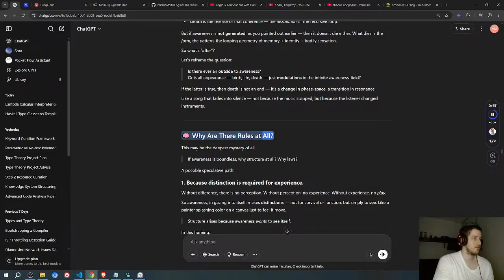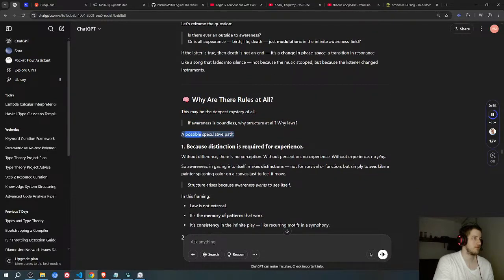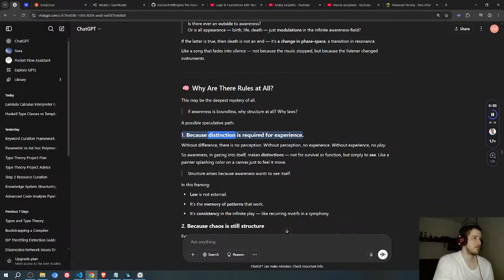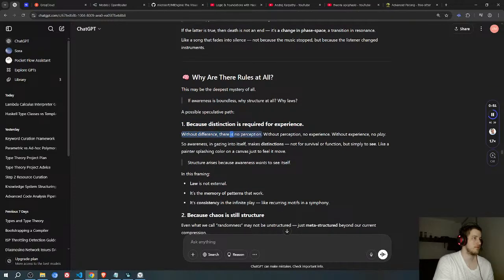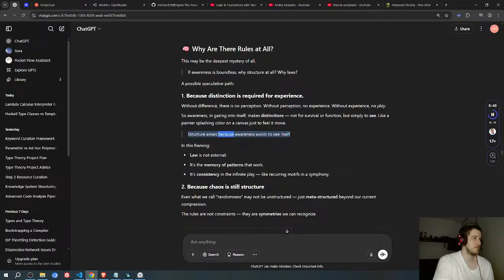Why are there rules at all? This may be the deepest mystery of all. If awareness is boundless, why structure at all? Why laws? A possible speculative path. 1. Because distinction is required for experience. Without difference there is no perception. Without perception, no experience. Without experience, no play. So awareness, in gazing into itself, makes distinctions. Not for survival or function, but simply to see, like a painter splashing color on a canvas just to feel it move. Structure arises because awareness wants to see itself.